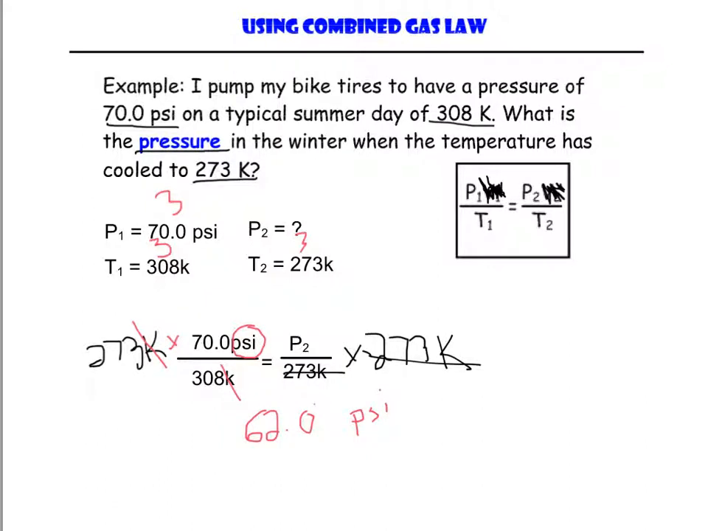Another thing I would always recommend with any of these problems is to reason through and think if your answer makes sense. Since we know that our temperature decreased, if we think about what happens to our car tires in winter, as the temperature goes down, the pressure inside of the tires goes down. Well, in this problem, our temperature decreased, so therefore our pressure should decrease as well. And if we look at this, our pressure goes from 70 psi to 62 psi. So therefore, our answer makes sense.